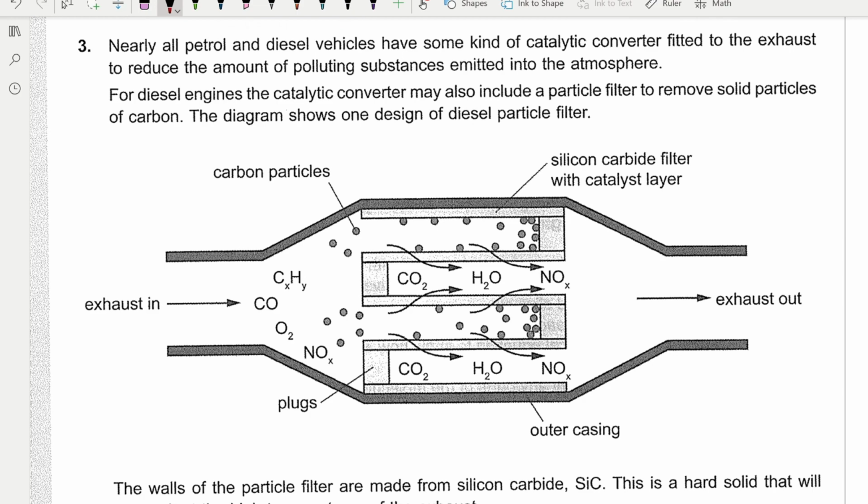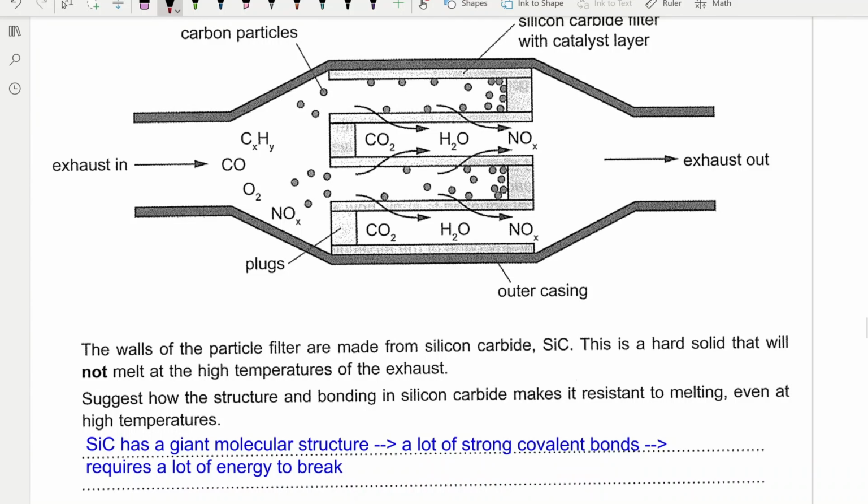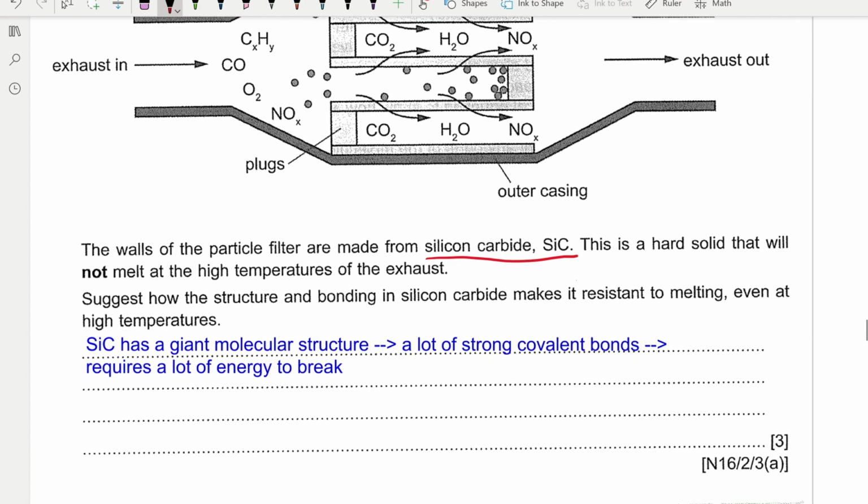Question 3. This is about the catalytic converter. The walls of the particle filter are made from silicon carbide, and this is a hard solid that will not melt at high temperature. Suggest how the structure and bonding of silicon carbide makes it resistant to melting even at high temperature. Silicon and carbon are both in group 4, so they form giant molecular structures with each other. Because it's a giant molecule, it has a lot of strong covalent bonds, and it requires a lot of energy to break.